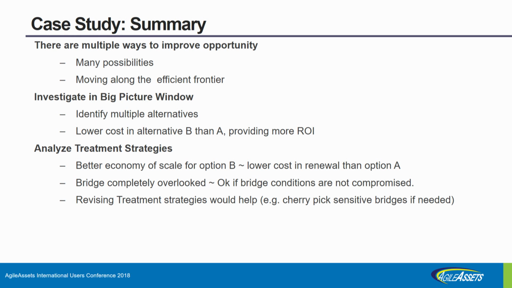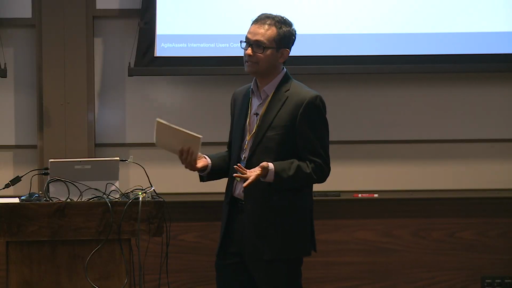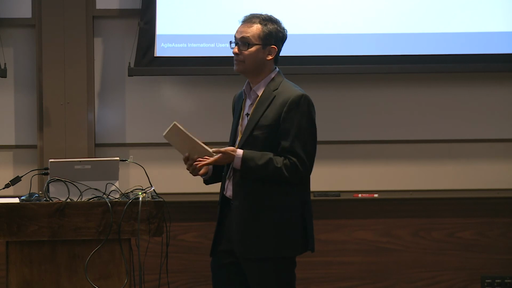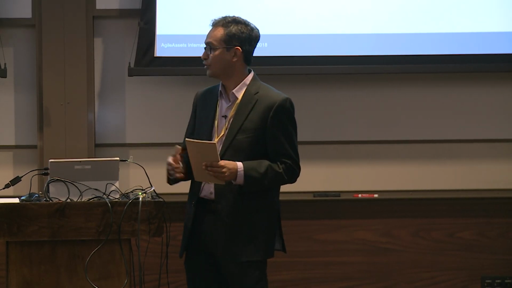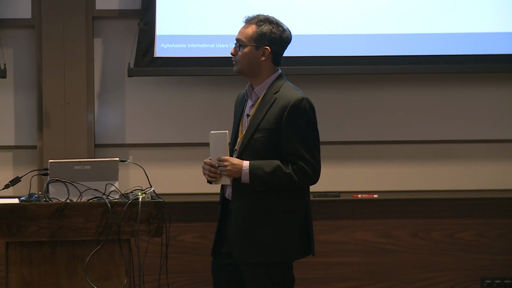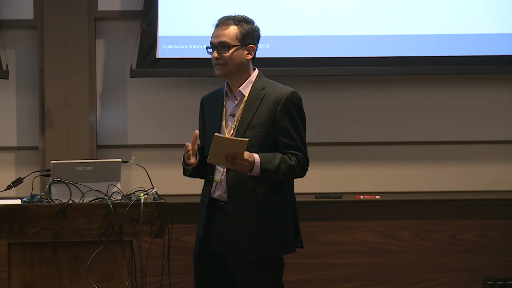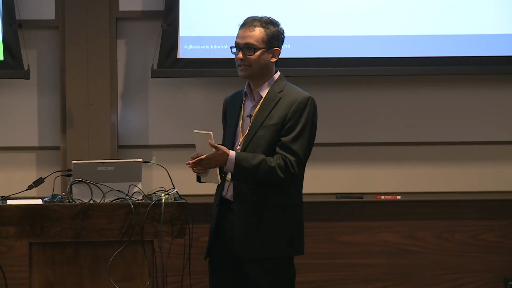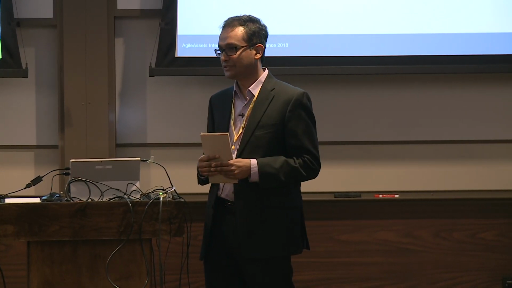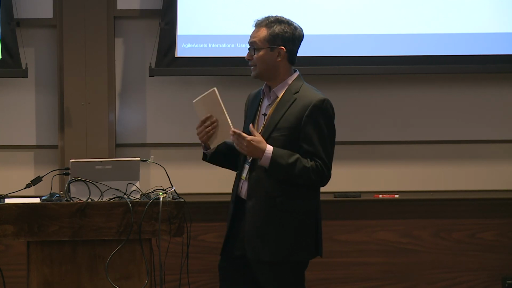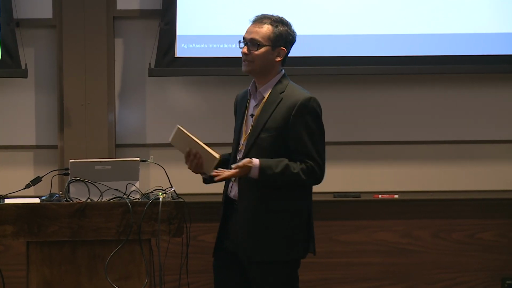Then we analyzed our treatment strategy. Definitely we found that we have better economy of scale for B. Remember, B was roughly $3,900 million, so it's a better economy of scale, with lower cost than renewal for option A. And we got this picture when you analyze the options: how much you're spending for renewal, how much per corrective option, how much for preservation. We found that we're spending a lot more dollars in option A because we're doing a lot of renewal of the bridge. Then we found an interesting picture, that bridge was completely overlooked.